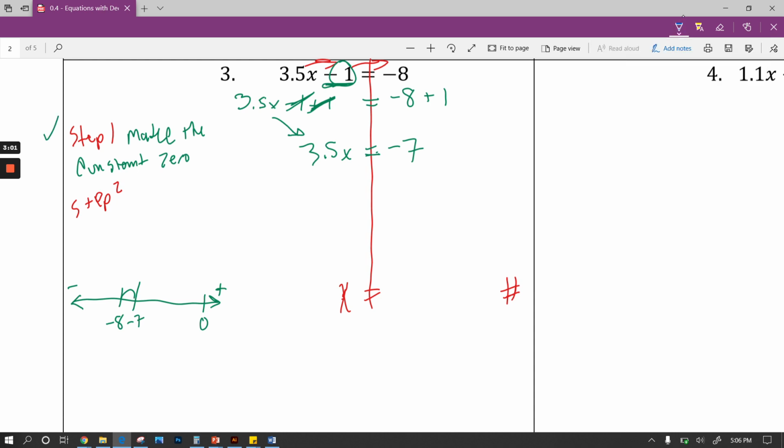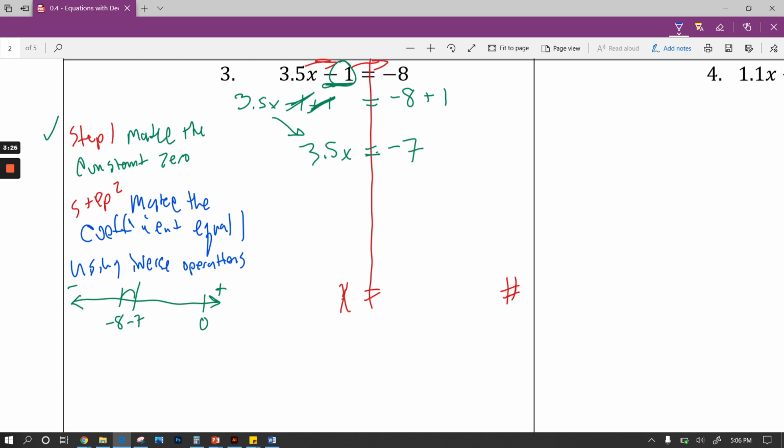In step 2, we need to make the coefficient equal 1 using inverse operations. Make the coefficient equal 1 using inverse operations.